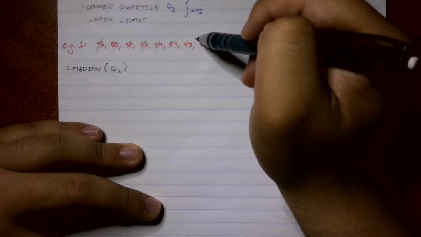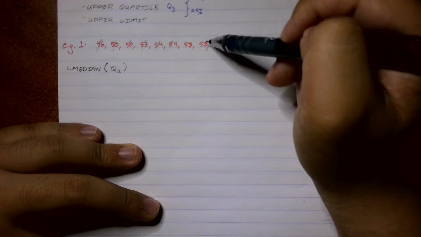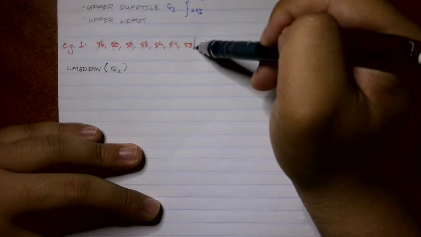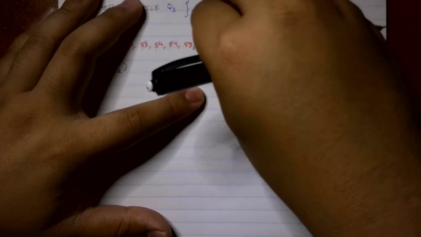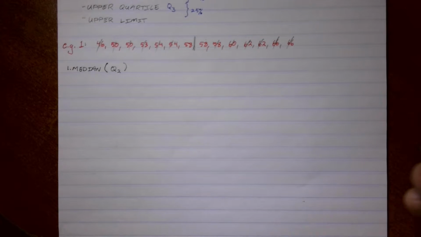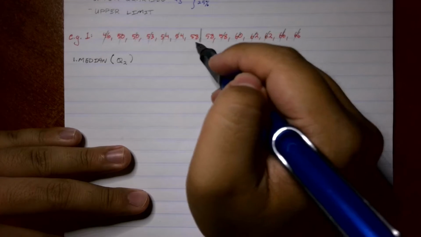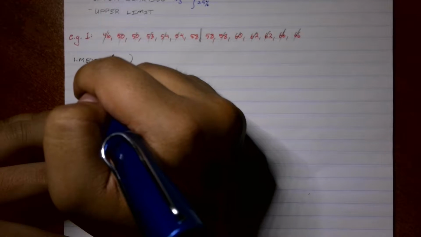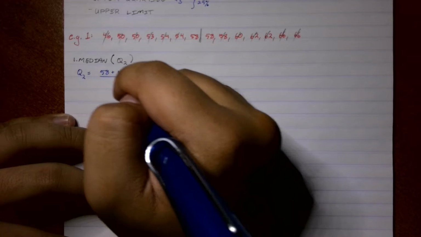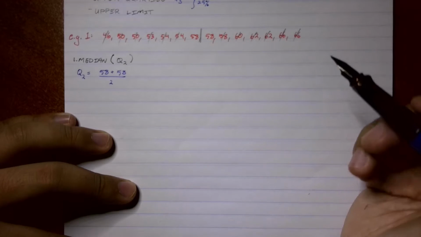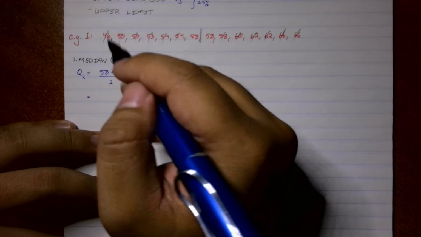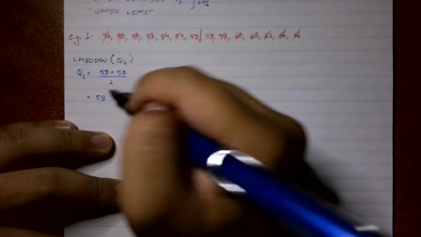Because there are 2 numbers, we have to take the average of the 2, which means the median will fall right in between here. So what number falls in between 58 and 58? We just take the average of the 2. So Q2 is equal to 58 plus 58 divided by 2. If you plug this into your calculator, 58 plus 58 divided by 2 is actually just 58.